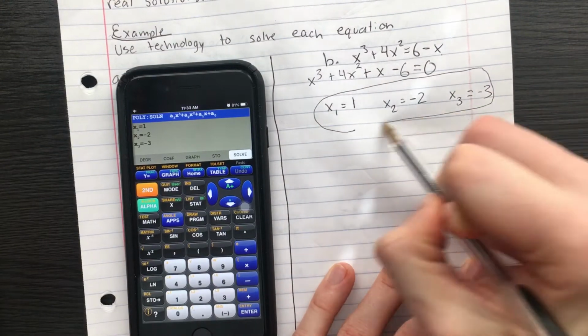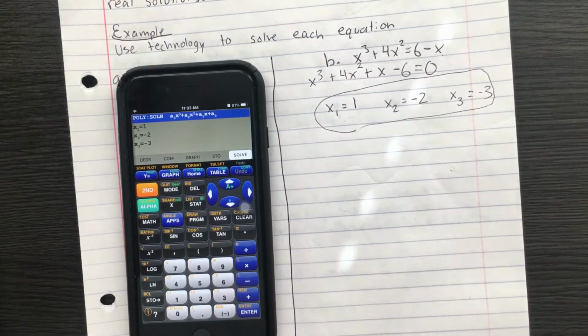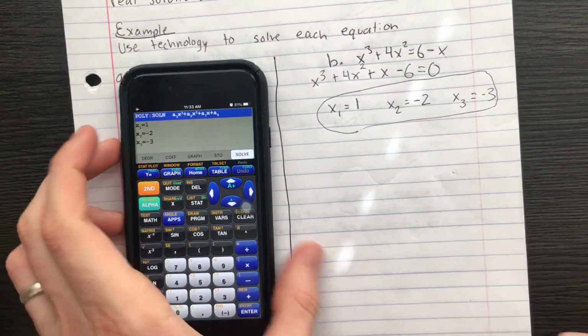And so all of those answers there would pop up if you graph this as well. That it would pop up on a graph as well. So either way that you want to work to solve polynomials will work using technology. So if you want to ever confirm an answer, those are two ways that you can do so.